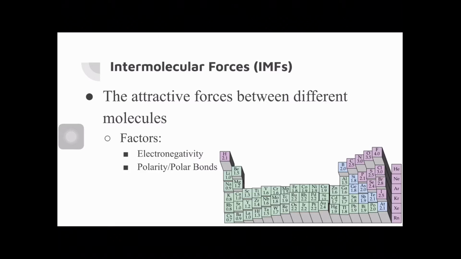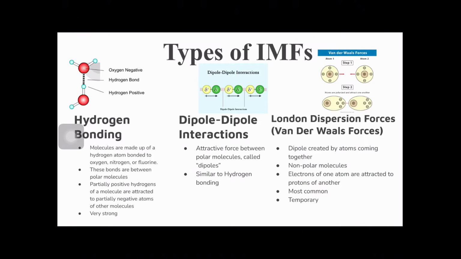A polar bond is created when the difference in electronegativity between atoms bonded to each other makes the electrons drawn closer to one atom than another, making one atom partially positive and one partially negative. Molecules with these polar bonds are called polar molecules. The bond will always be polar until it is broken. The three main types of IMFs are hydrogen bonding, dipole-dipole interactions, and London dispersion forces.